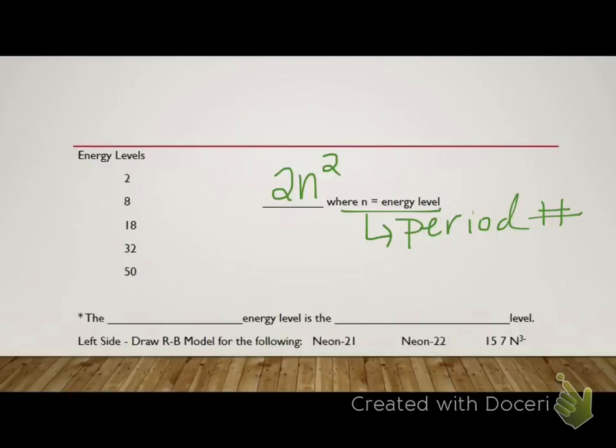So the outer energy level is going to be where your valence electrons are. And we'll talk about that a lot more when we get to bonding, because your valence electrons are where the reactions are, or what's actually participating in the reactions. It's all about the valence electrons, okay? And the valence electrons are always going to be your outer ring.